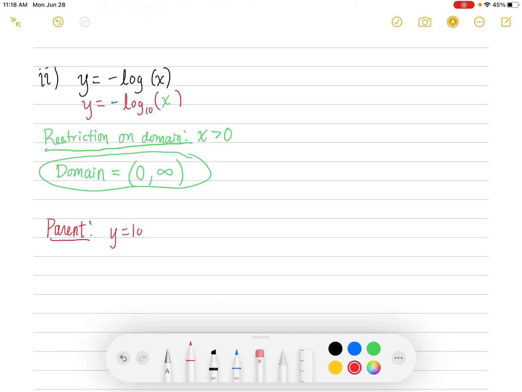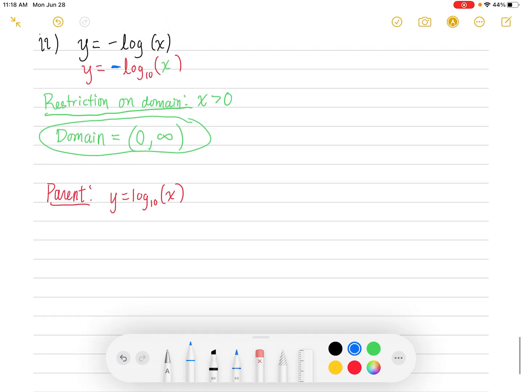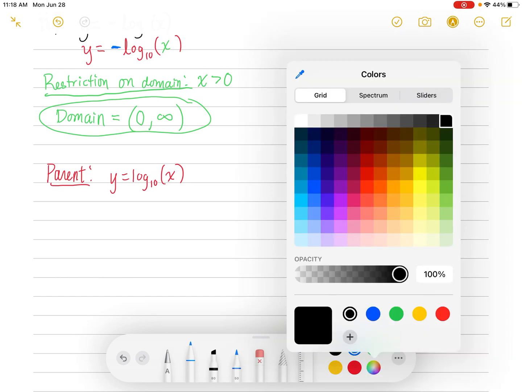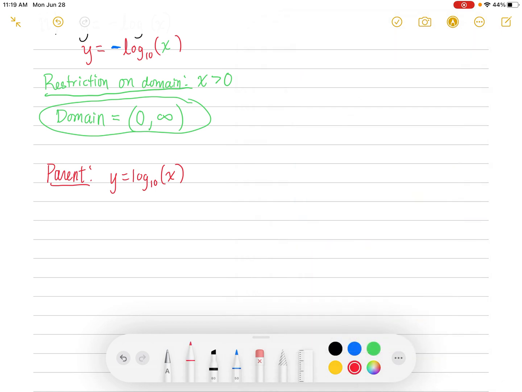The next thing to do, now notice that log base 10 of x is the parent. So we want to talk about the parent first. That's y equals log base 10 of x. And what we're going to do is start by graphing the parent, and then we'll do this minus out in front of the log. You see that blue minus sign? That's going to be a reflection. That's a reflection about the x-axis, actually, if you remember your different transformations back from Unit 2, when we did the transformations.